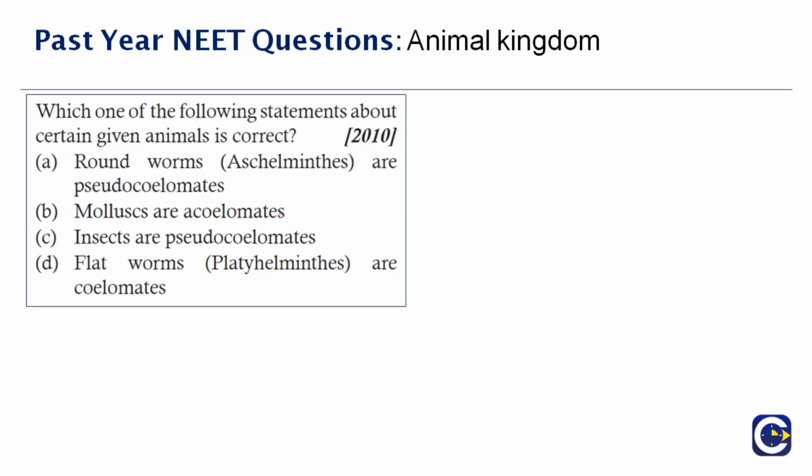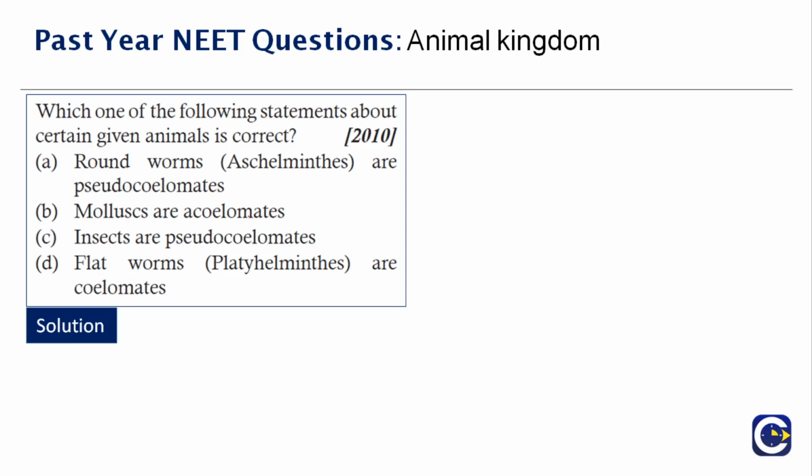Okay, next question here. Which one of the following statements about certain given animals is correct? So we'll analyze statement by statement. Roundworms are pseudocoelomates. Pseudo means false. Mollusks are acoelomates. Insects are pseudocoelomates. Flatworms, that is platyhelminths, are coelomates. Options B, C and D, are they wrong or correct? Out of the 4, 3 are wrong and 1 is correct. The correct one is option A.